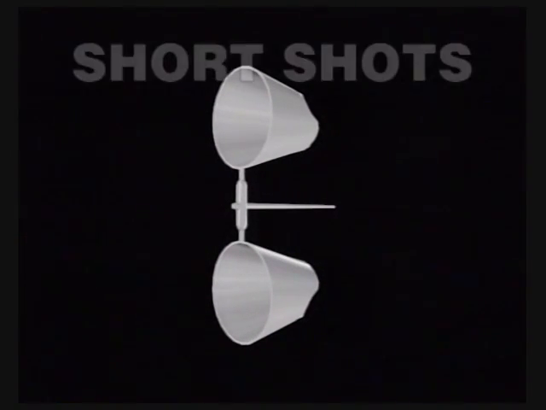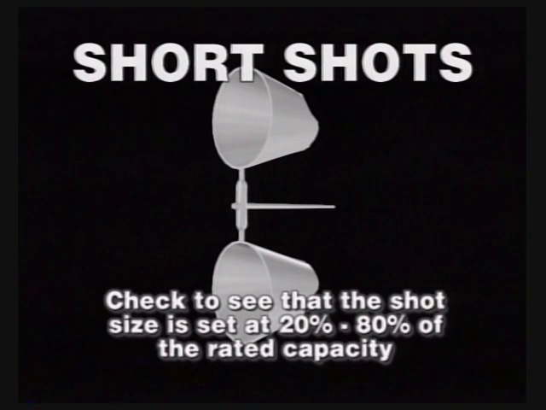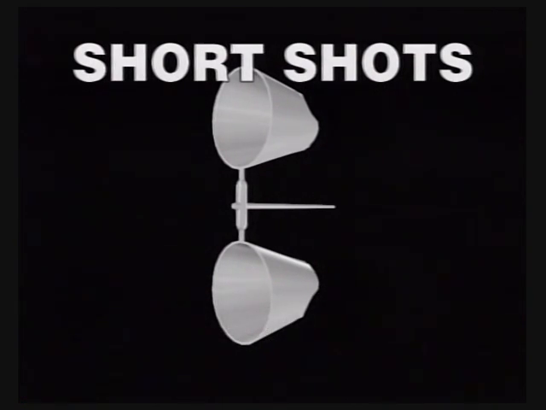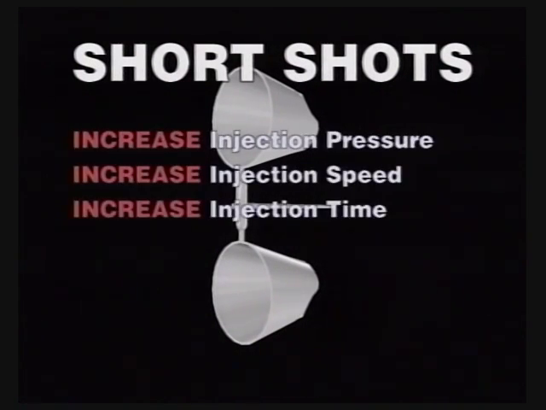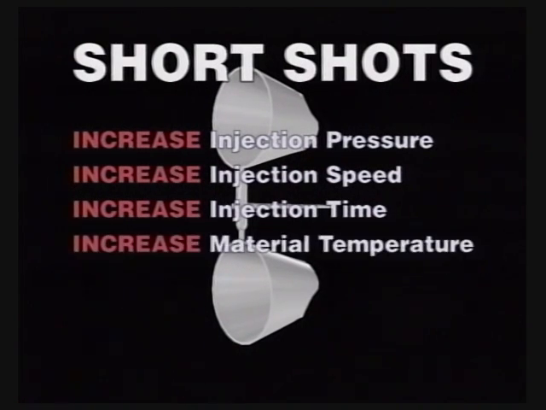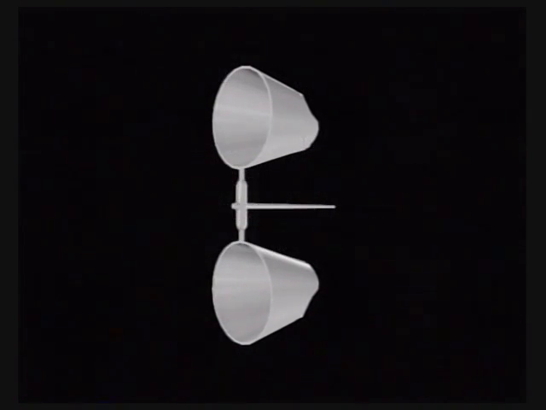When experiencing short shots, check to see if the shot size is set at 20 to 80% of the rated capacity. If not, make the necessary adjustments and see if that eliminates the problem. You may have to increase injection pressure, injection speed, injection time, or material temperature to completely fill out the part.